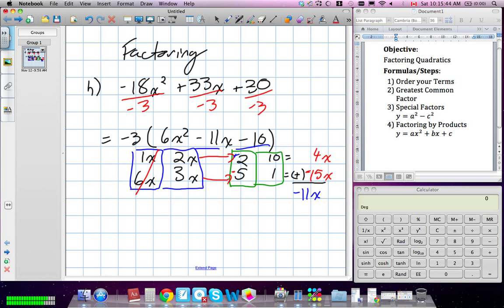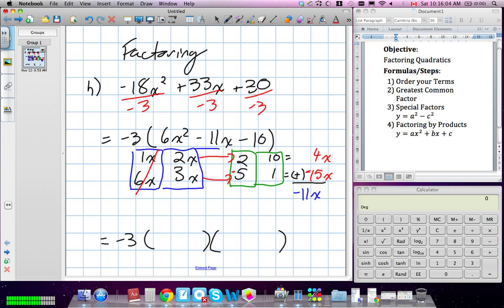So my next step, I'll come down here. I got to keep my common factor, negative 3. And I can go straight into the brackets now. We're factoring this into 2 different brackets. That's why we have 2 terms here, a 2 and a 3, and a 2 and a negative 5. So it's going to be split.